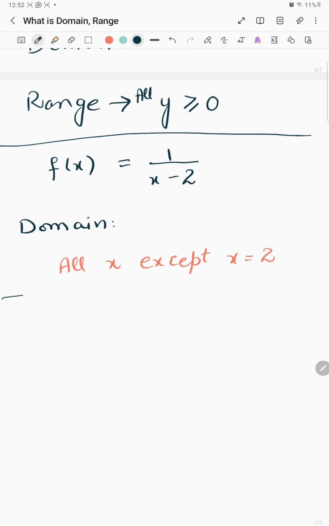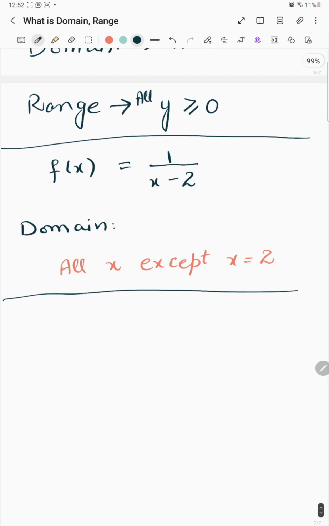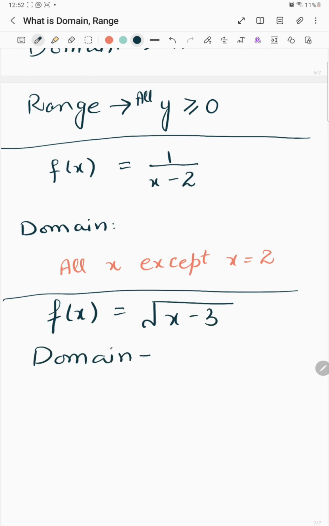Okay, coming to the one more constraint. If I have f of x is equal to square root of x minus 3, what is the domain of this function? X minus 3 should be greater than equal to 0, because do we have any answer for the square root of negative 1 in the real numbers? No. So the value under the square root should always be greater than equal to 0. It can never be a negative number. So x should be greater than equal to 3.